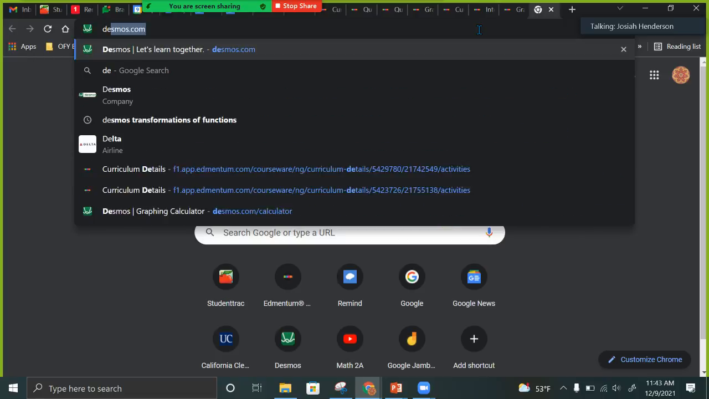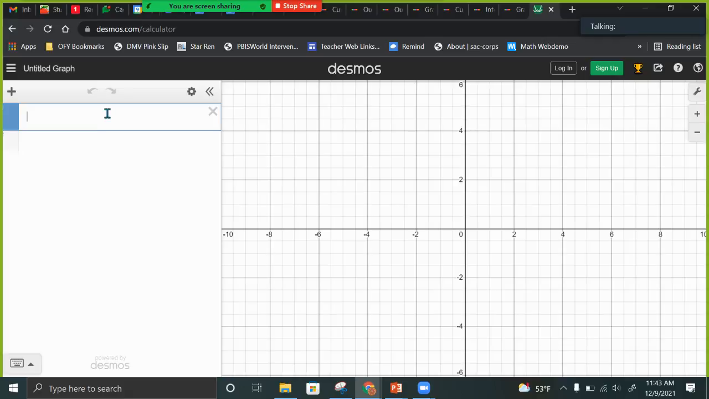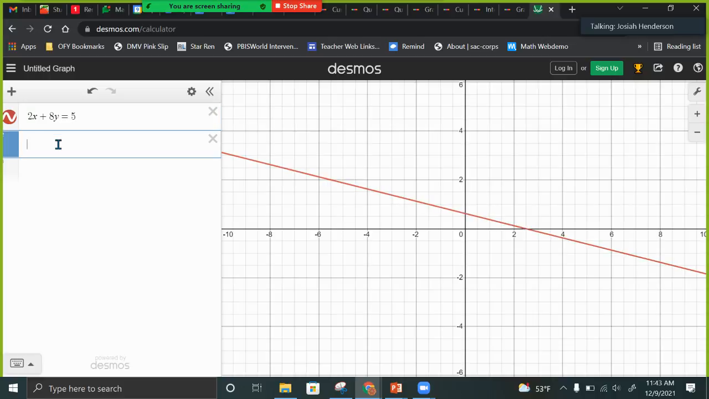Okay, Desmos. So remember, if you're going to use Desmos, you just type your equation into the left side. It doesn't have to be in slope-intercept form. We're going to type it in just like it is in the problem. 2x plus 8y equals 5. So there's the first line from our system. 24x minus 4y equals negative 15. Boom. So there's the two lines.